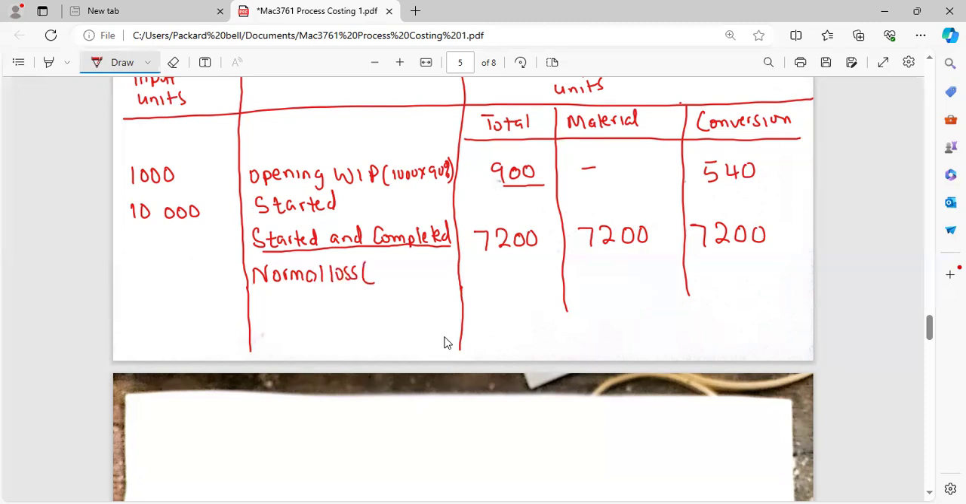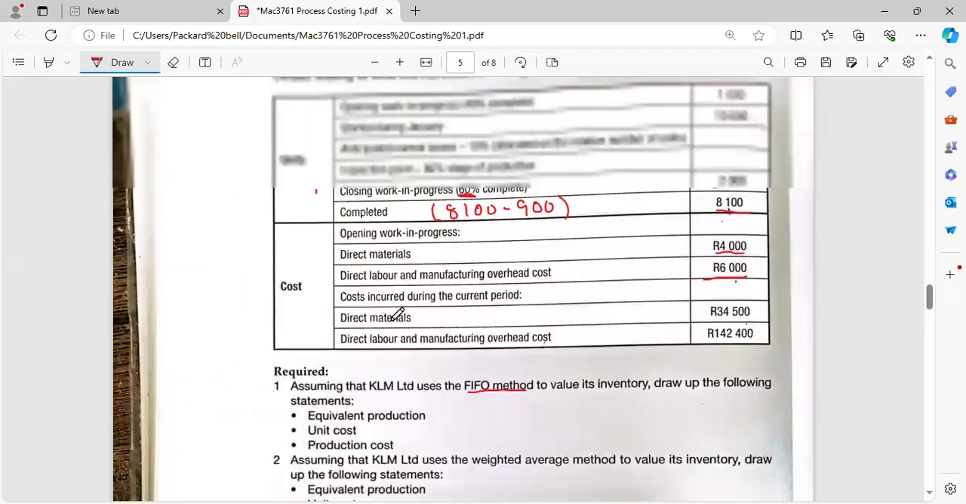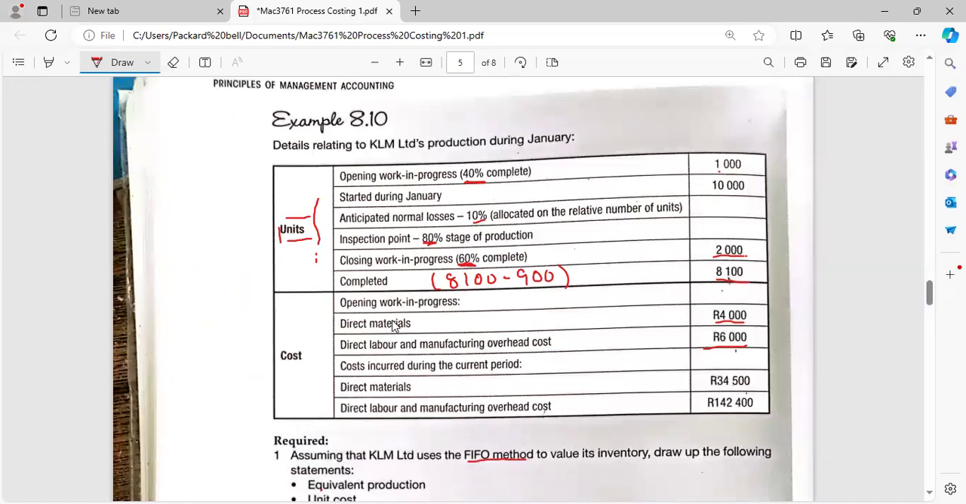Right, when we are calculating our normal loss, we need to go to the closing work in progress. Do you see that it was 60% complete and the inspection point is 80%? So you can see we cannot use this closing work in progress to calculate our normal loss. So when we calculate our normal loss, we need to take out this closing work in progress, and we look at the percentage of the normal loss, which is 10%.